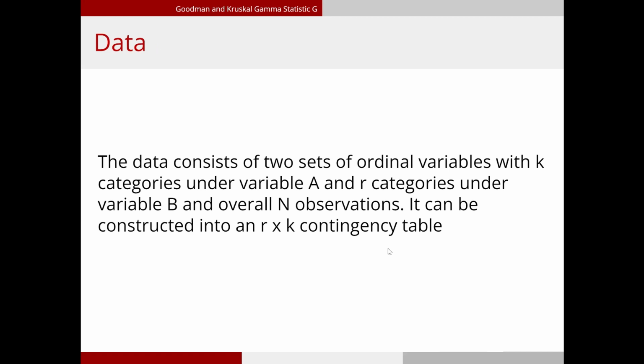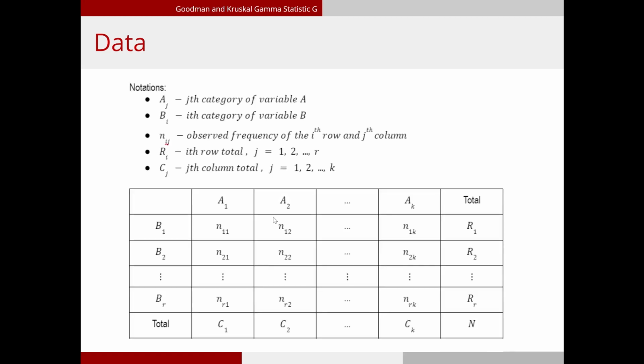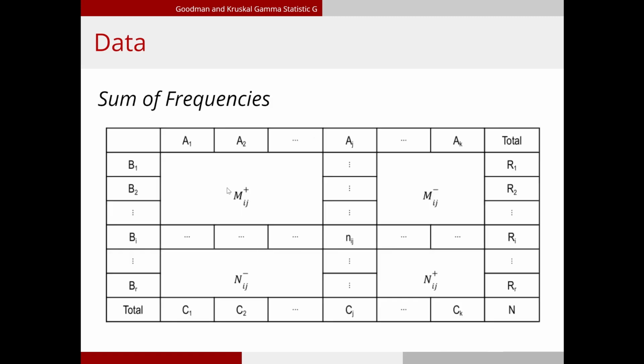So for the data, it consists of two sets of ordinal variables with K categories under variable A and R categories under variable B, with n overall observations, and it can be constructed into an R by K contingency table. And here are the following notations. A sub j represents the jth category for variable A, which are the column variables. B sub i represents the ith category of variable B, which are the row variables. And n sub ij is the observed frequency of the ith row and jth column. R sub i is the ith row total, and C sub j is the jth column total.